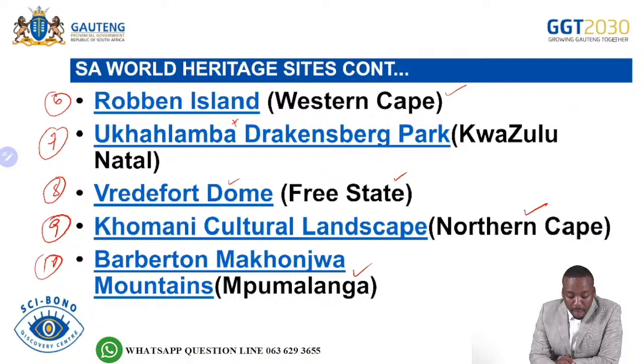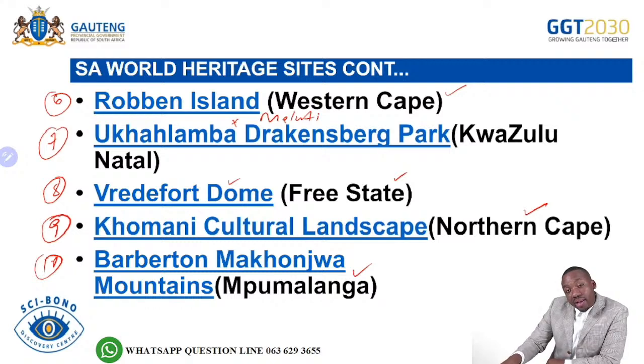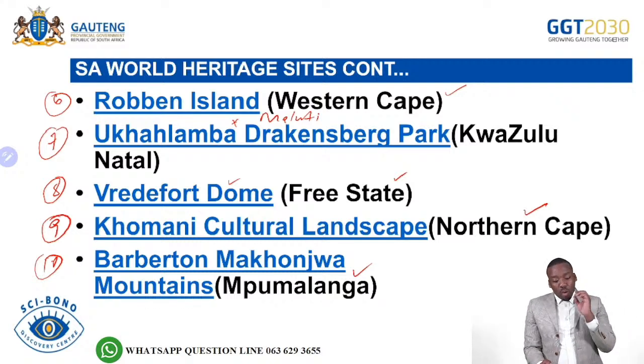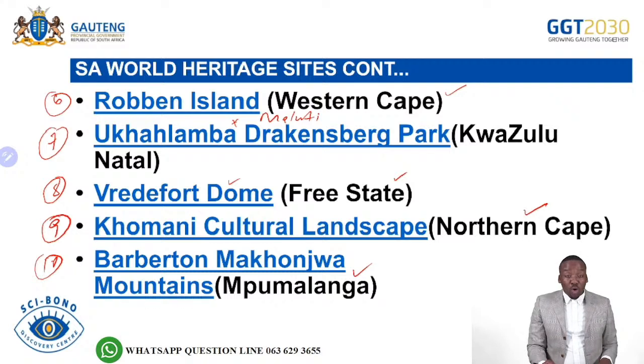Remember here it is Maluti Drakensberg Park. Be careful there. Right? Ukhahlamba, remember this is that mountain between South Africa and Lesotho. So the correct one there for us, if you ask about the name, you need to write Drakensberg Park. So these are the 10 World Heritage Sites that we are going to be looking at.